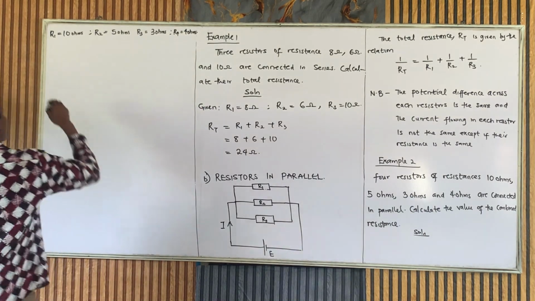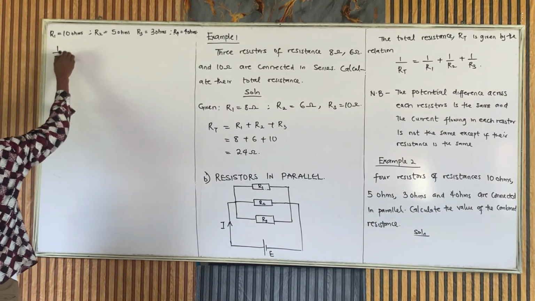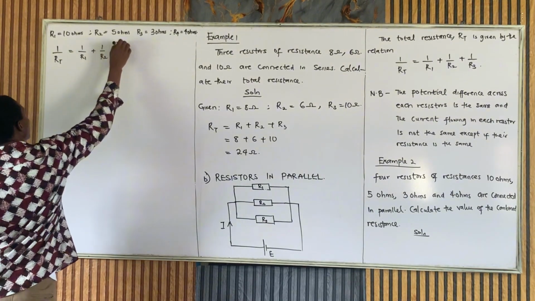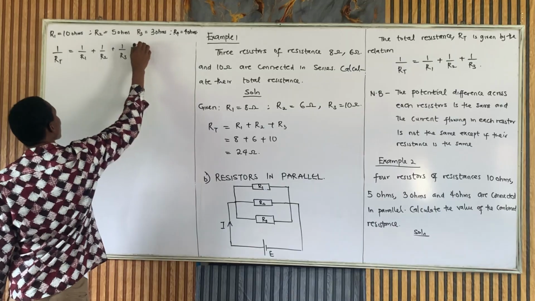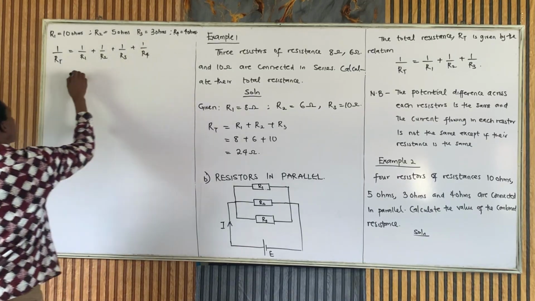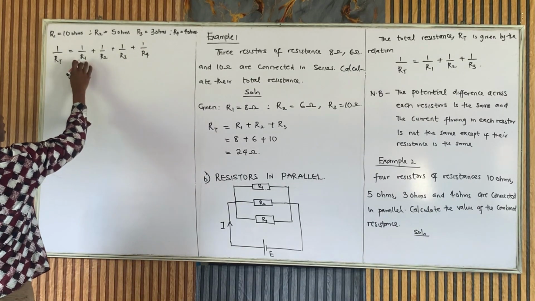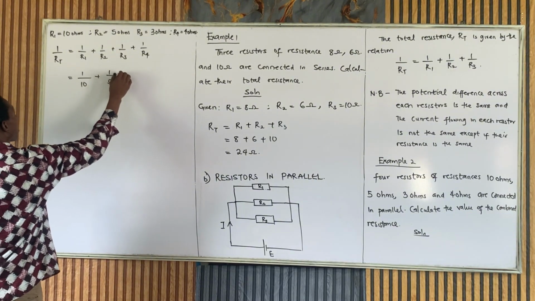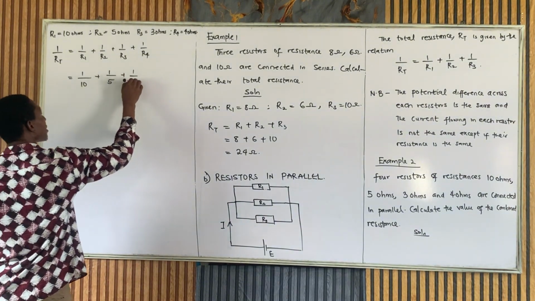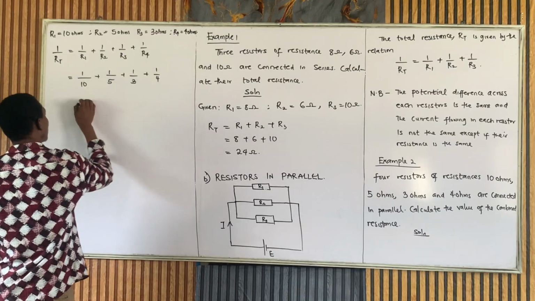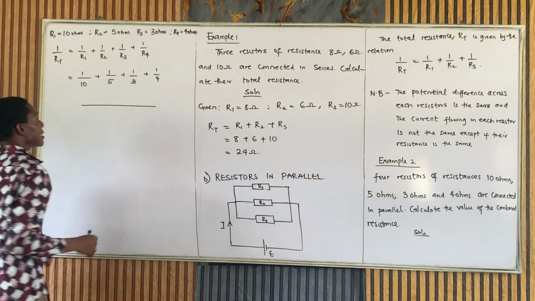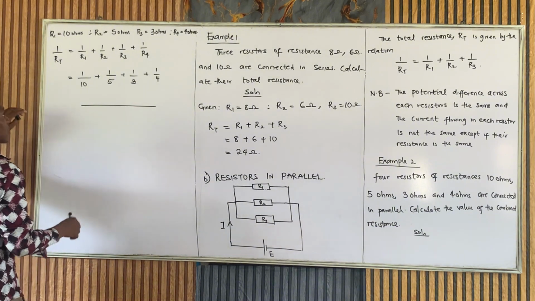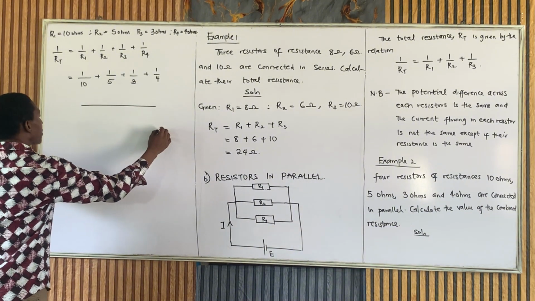Okay, so now 1 over total resistance is equal to 1 over R1 plus 1 over R2 plus 1 over R3 plus 1 over R4. That is 1 over 10 plus 1 over 5 plus 1 over 3 plus 1 over 4. So we take our LCM now, the LCM of 10, 5, 3, and 4. Okay? Let's quickly do that.